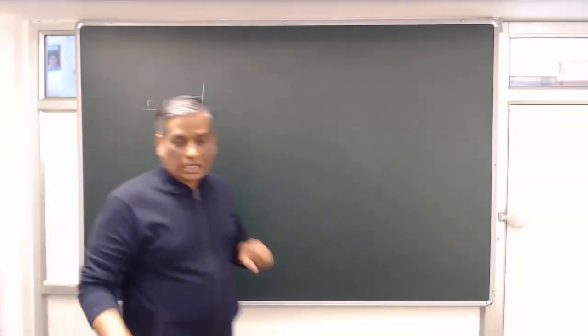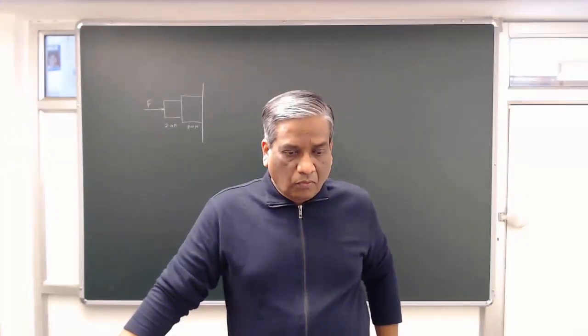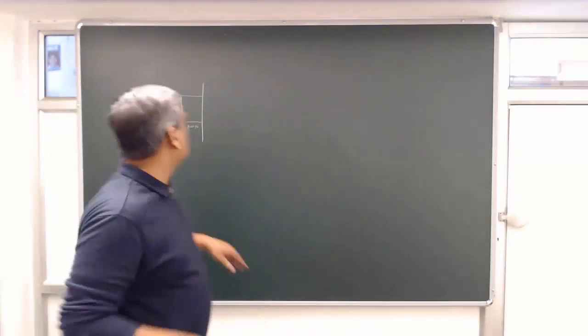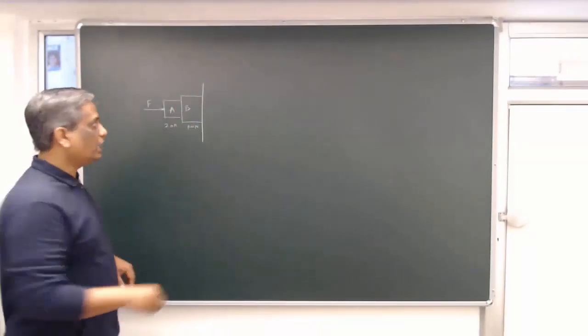The question asked is: the frictional force applied by the wall on the block B is... This is block A and this is block B. So now let's draw the free body diagram.